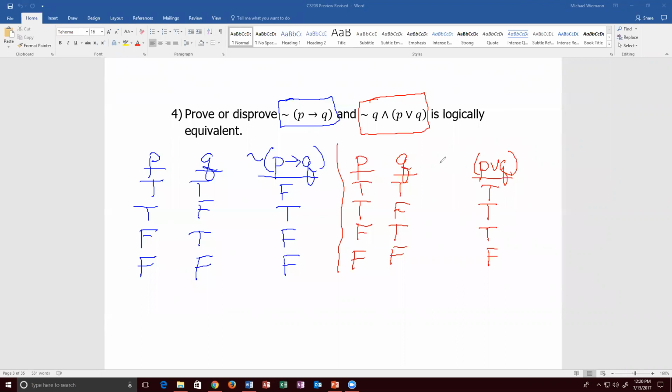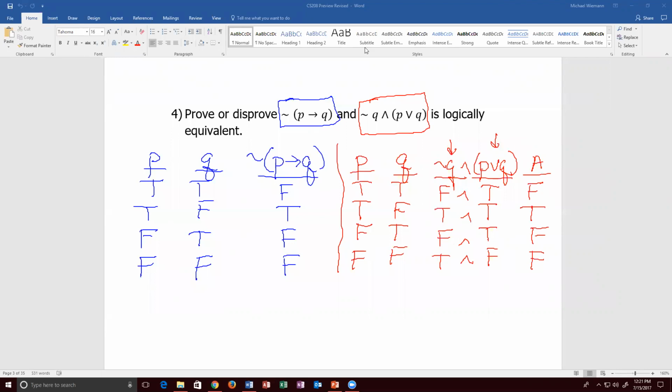Now I'm going to bring over negation of Q. Negation of Q, I'm flipping the trues to falses and the falses to true. So we got a false, a true, a false, and a true. Now I want to take the intersection between here and there. Well, false and true is false. This is my final answer. True and true is true. False and true is a false. And true and false is also a false.